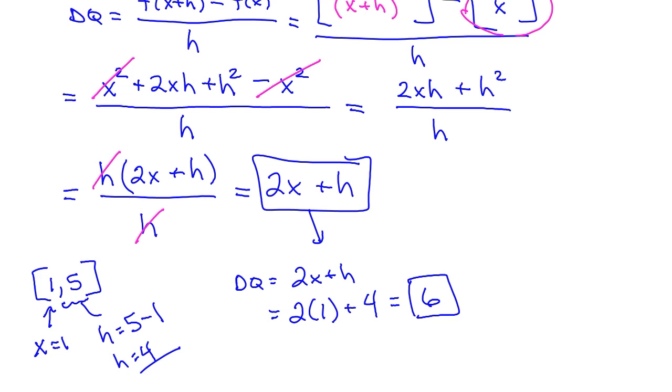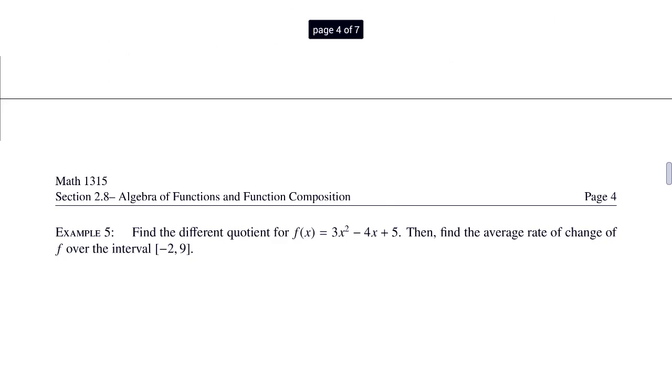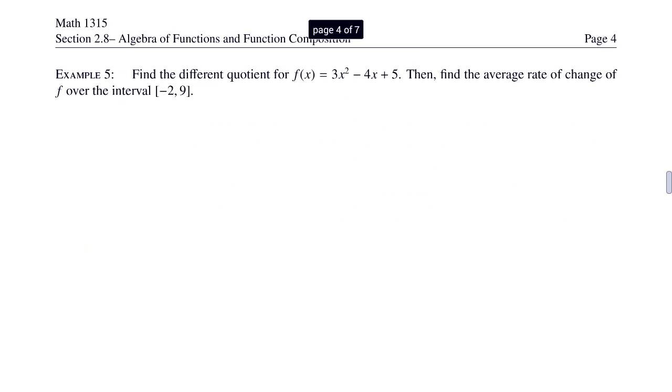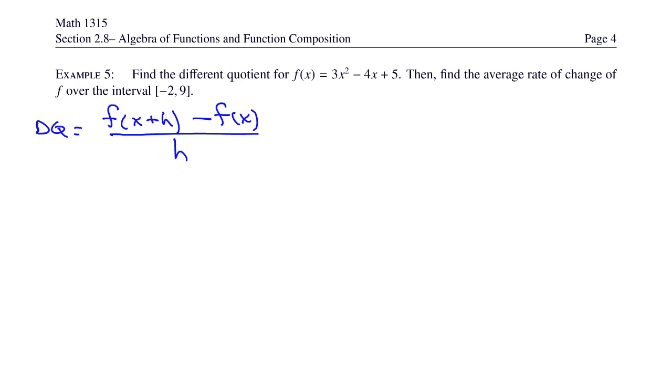All right, let's look at example 5. Find the difference quotient for f of x is equal to 3x squared minus 4x plus 5. Then find the average rate of change of f over the interval from -2 to 9. So the difference quotient, I always write out the formula. I encourage you to do this as well, because that's a way to help you remember the formula later on. Muscle memory.